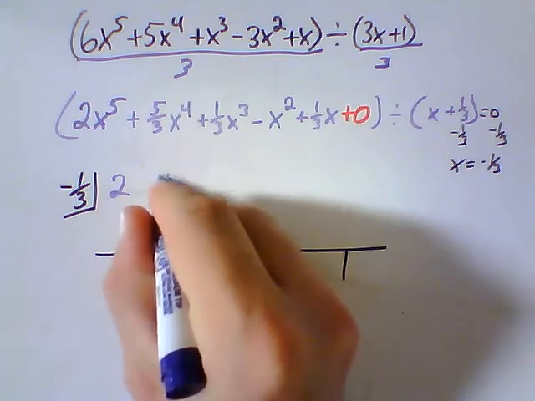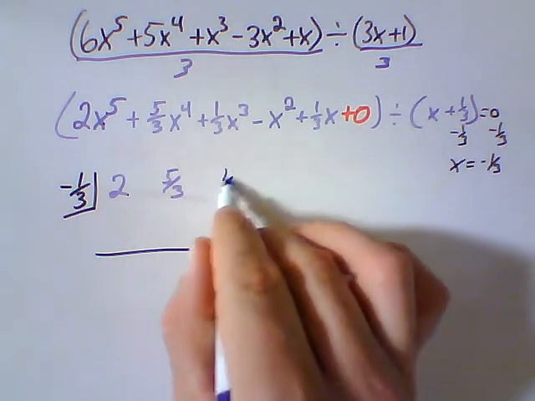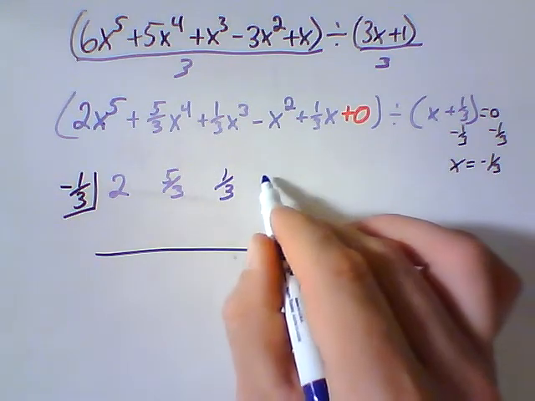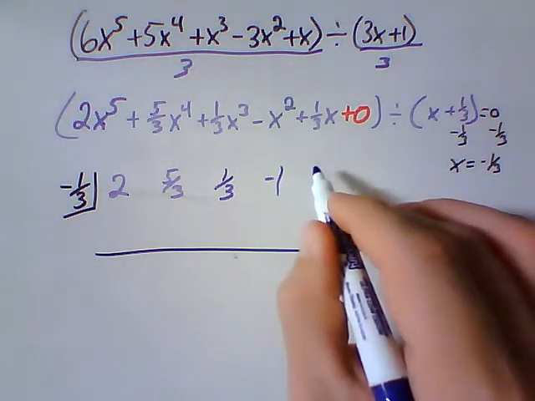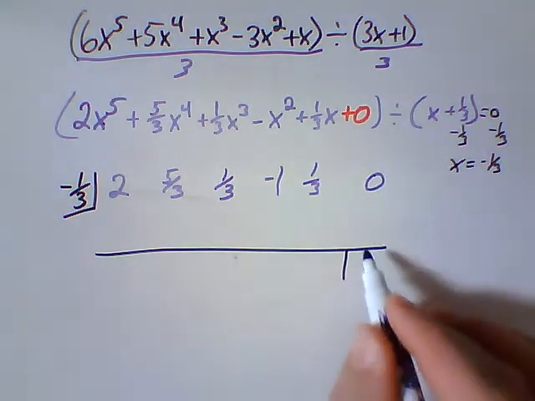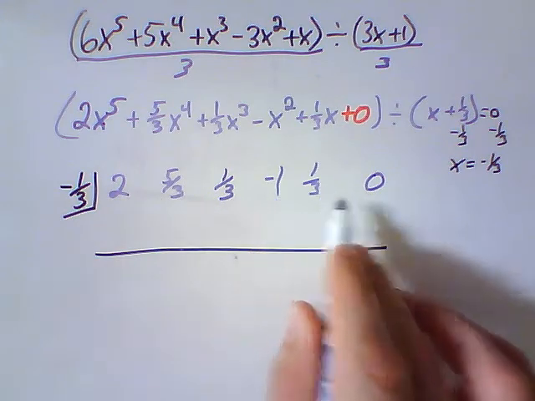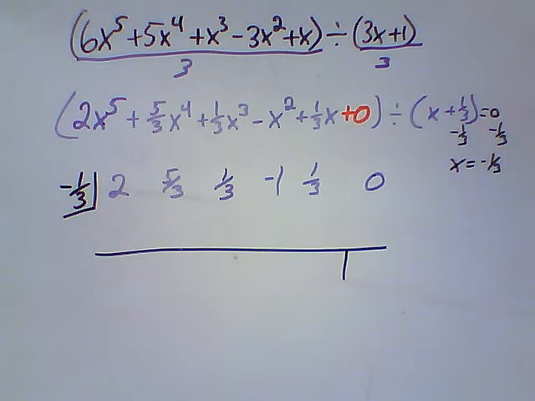2, 5/3. Fractions, you say you're not scared of fractions. 1/3, if you were scared of fractions, you'd be doing it the other way. 1/3, and there's a 0 right over my little line here for my remainder. 2, 5/3, 1/3, negative 1, 1/3, and 0. You ready? We're going to start doing some fake division. Synthetic style.